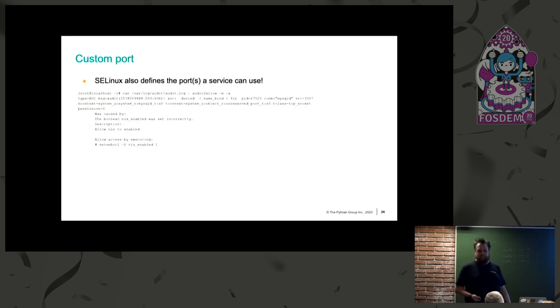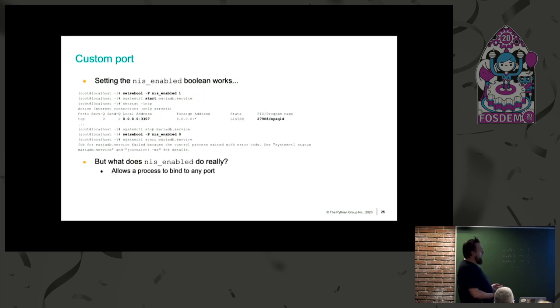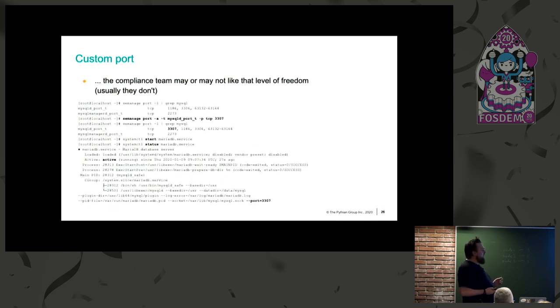So obviously SELinux was bothering us there. Again, if you look at the audit log, you can see that it is trying to use an unreserved port, and it gives you a possible solution. It says to allow nis_enabled, and nis_enabled will allow a process to bind to any port. If you set that SELinux boolean, it starts and it binds to the port. It works. But the compliance team may or may not like that level of freedom.